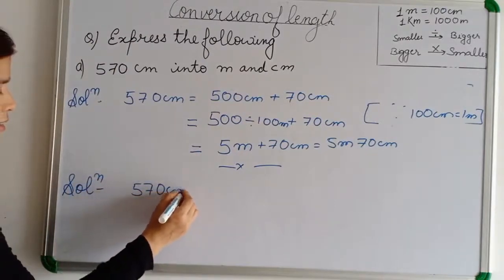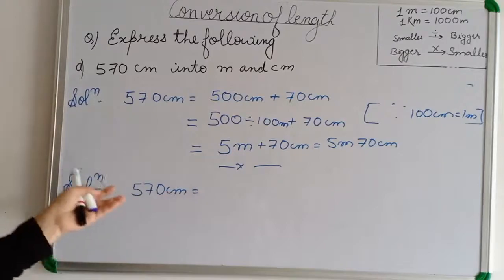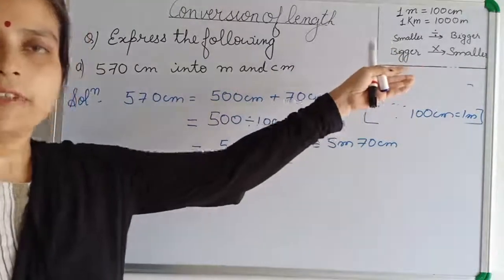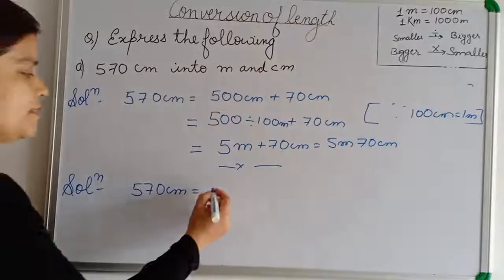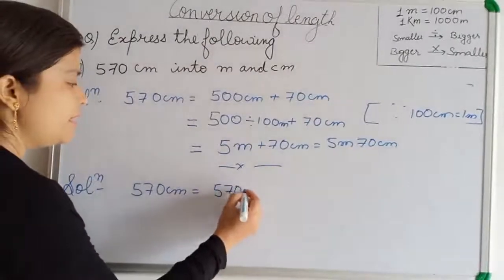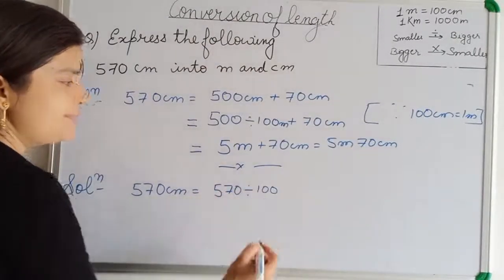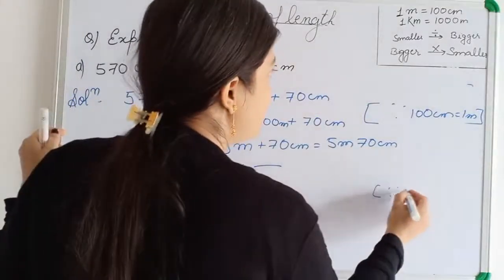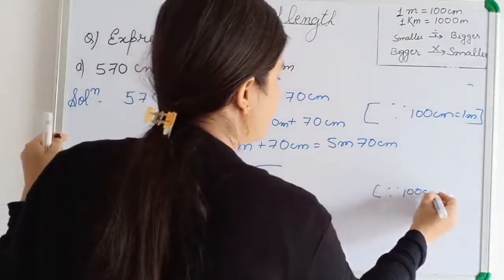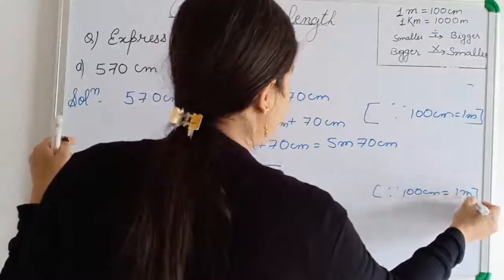570 centimeter. What we have to do? We have to divide by 100 because we have to convert into a bigger unit. So here we are dividing by 100. Okay. Because 100 centimeter is equal to 1 meter. That's why we are dividing by 100.